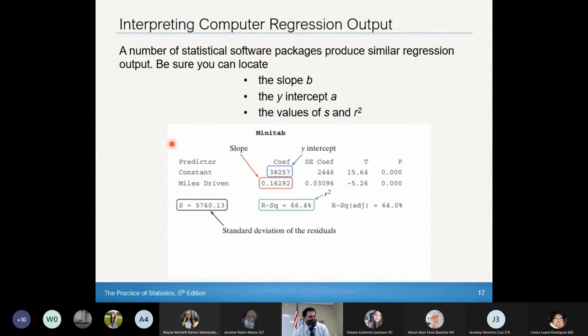Are there any questions on this computer output before we go to the next type that you'll see?